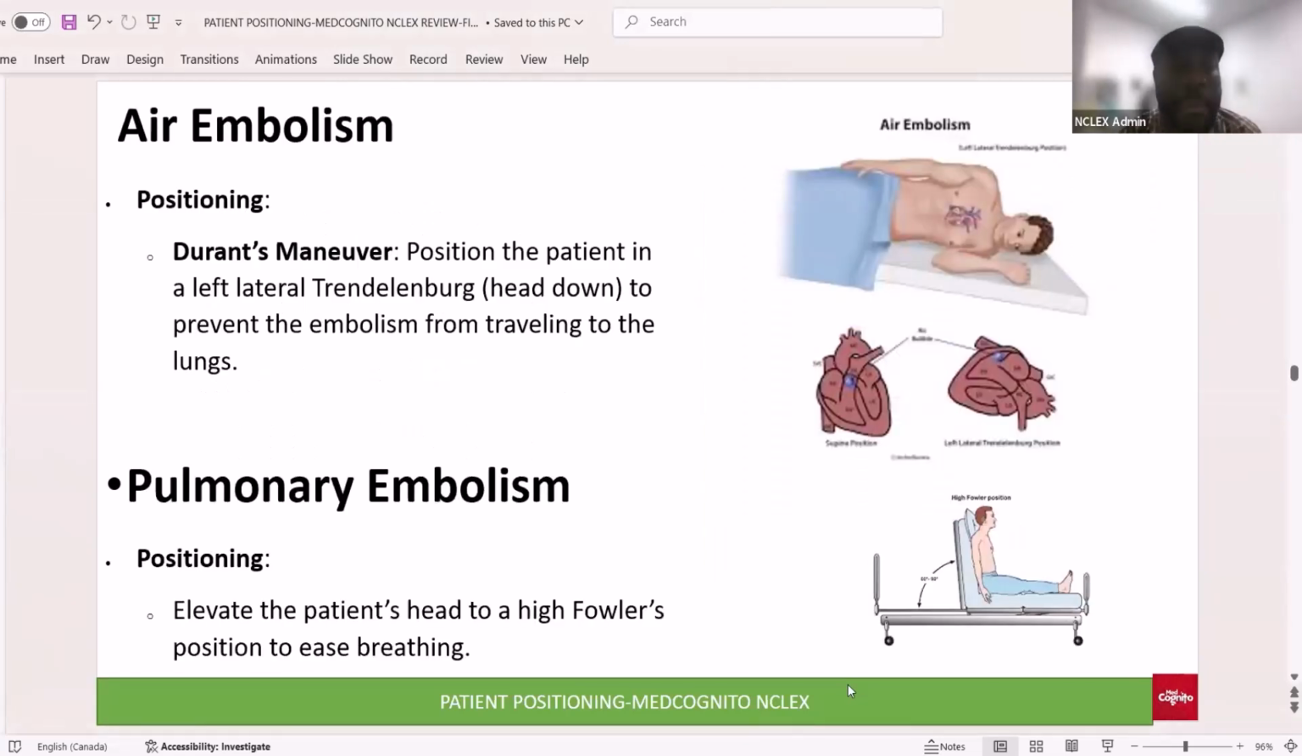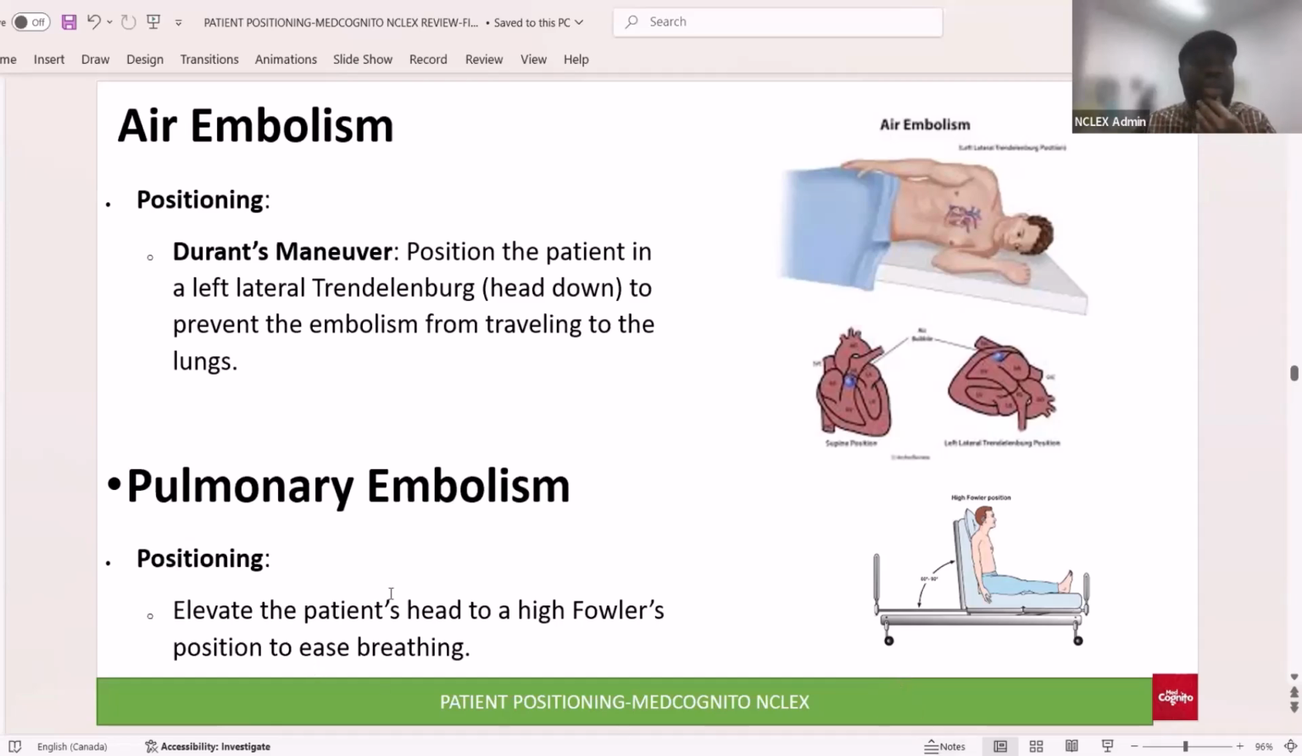If you have a client with air embolism, that is, air has gone into the bloodstream and probably it's gone into the heart, use the Durant's maneuver, where you position the patient in the left lateral Trendelenburg, that's the head goes down, to prevent the embolism from traveling to the lungs. Okay, so you put the head down so that it prevents the air from going to the lungs, because the embolism can kill the patient.